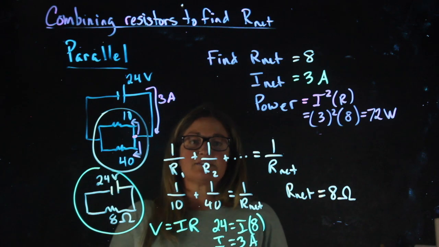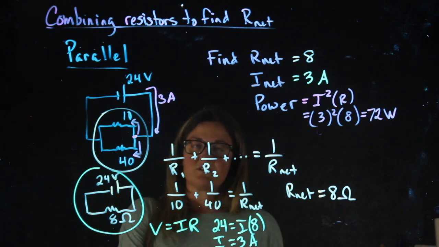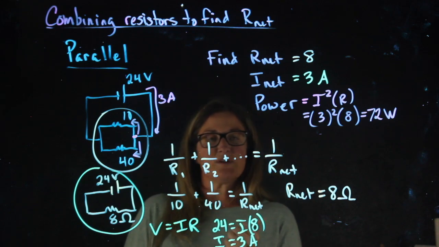Our next circuit is going to be a little bit more complicated, and it's going to have some resistors in series and some resistors in parallel, and we'll look at how we simplify that.